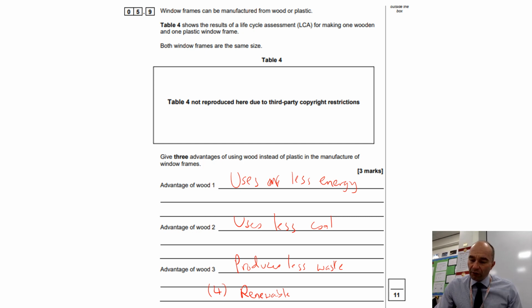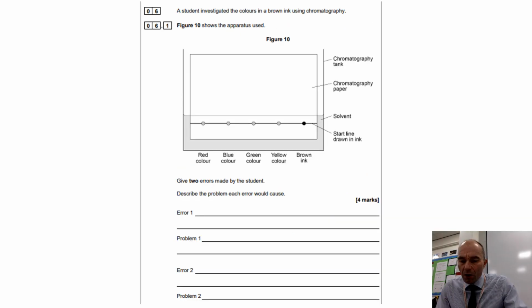If you struggled on that question, it's understandable. There's no table of data there. It does make it quite tricky. So question 6 is all about chromatography, and we're investigating some brown ink. Here we've got the diagram of the apparatus used, and you can see that we are carrying out chromatography on the brown ink, and we're also running samples of yellow, green, blue and red alongside our sample.